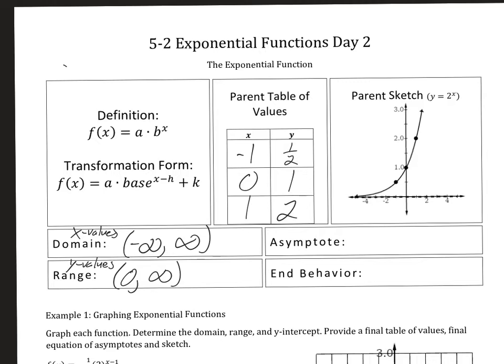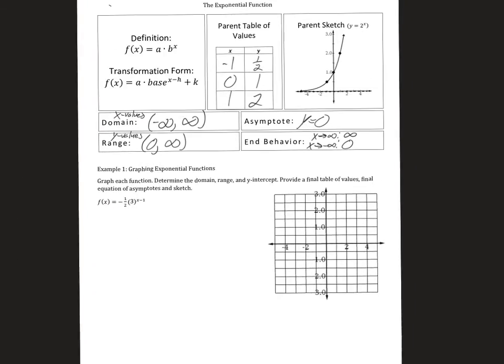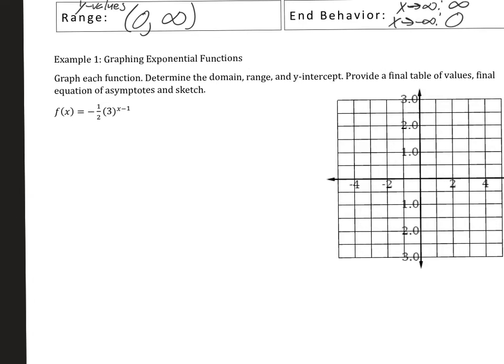Now, thinking back to last week, we talked about a certain line that it never crosses. That is your asymptote. So what would be my asymptote here? Well, they went ahead and drew it as a dashed line, so I'm just going to write y equals 0. It never goes below that. Now, my end behaviors: as x goes to +infinity, it's going up forever, so it goes to infinity. As x goes to -infinity, it just goes down to 0. Okay, so let's go ahead and try one of these out.